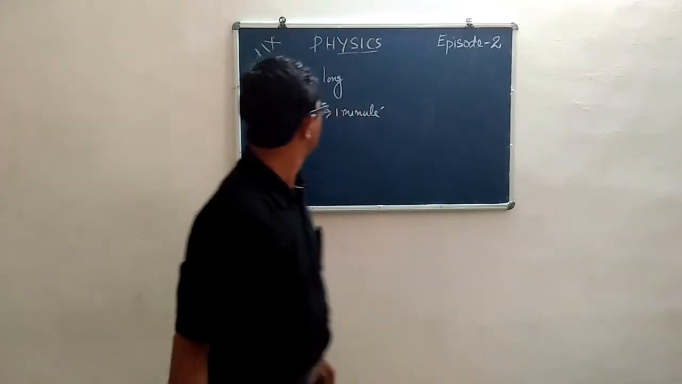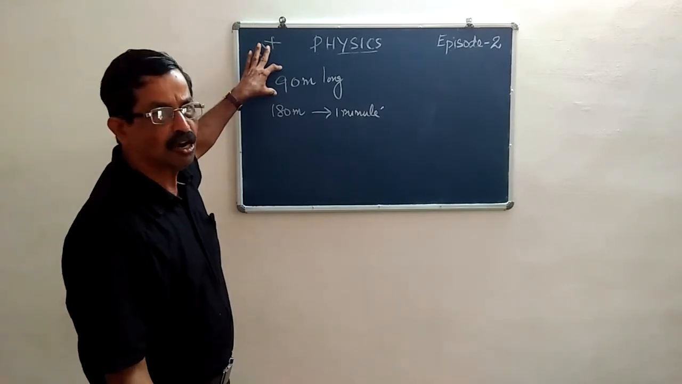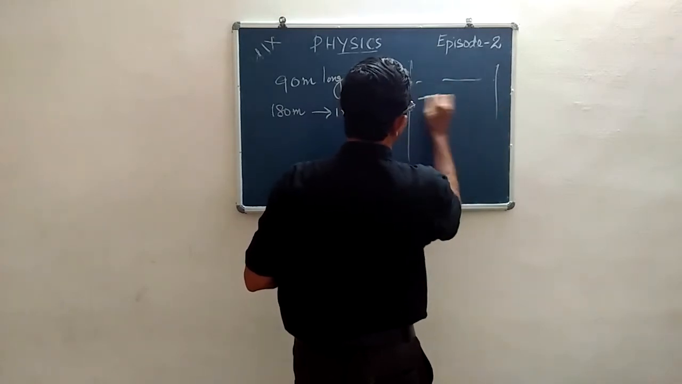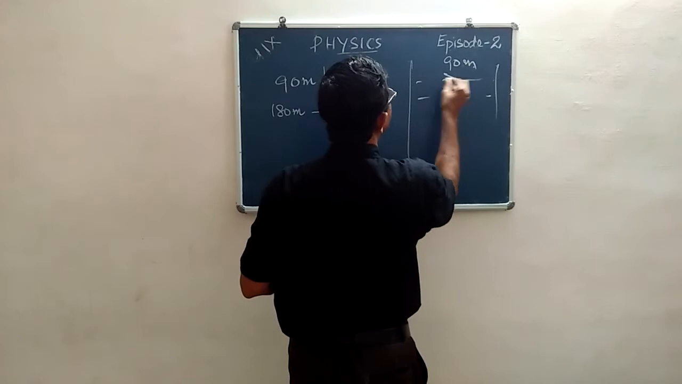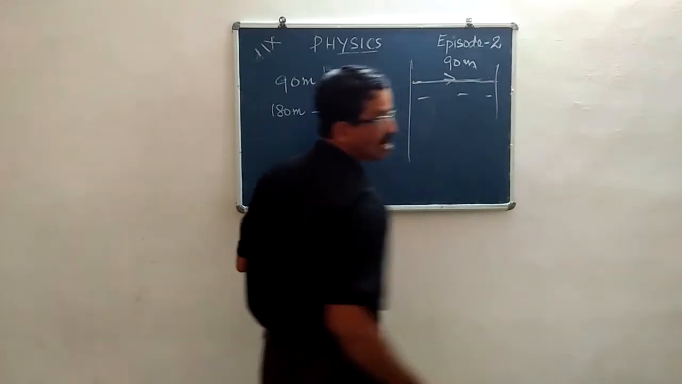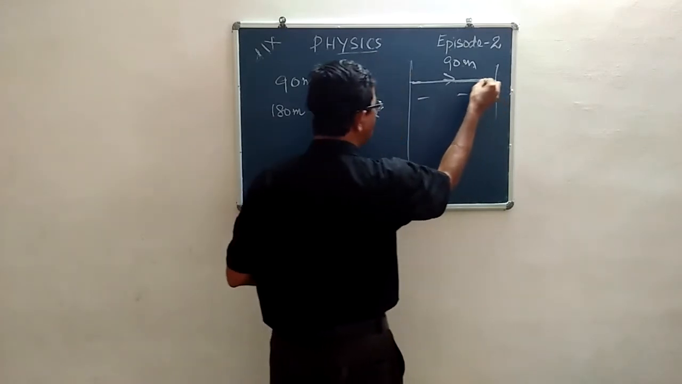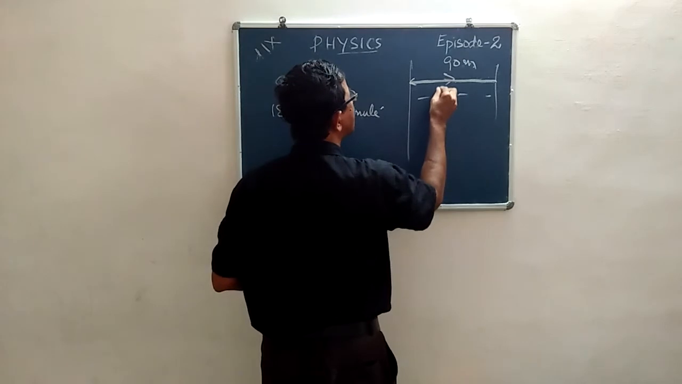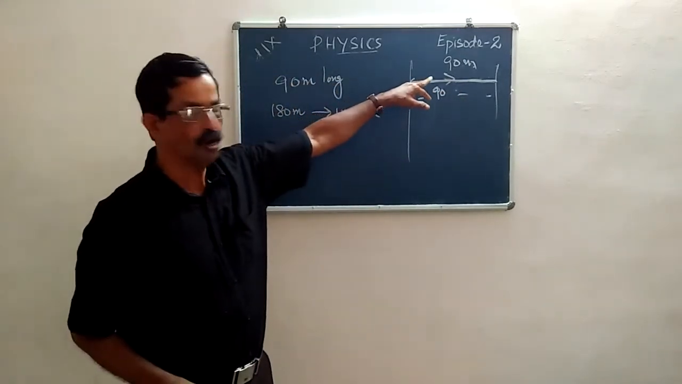That means a 90 meter long pool this way. One pool is there. From here to here, 90 meter long. From this to this side, 90 meter long. And she swims from here to there and again back along the same path. That means on this side 90 and return 90. That is 180 meter in 1 minute.